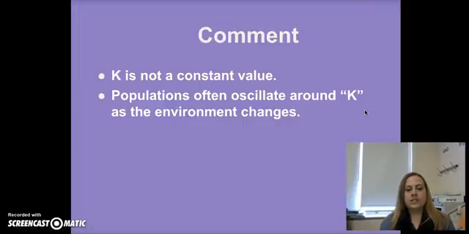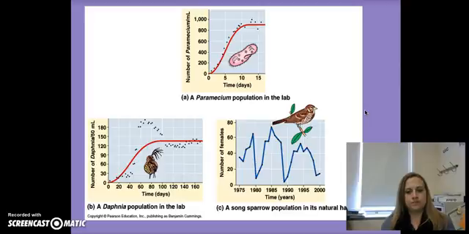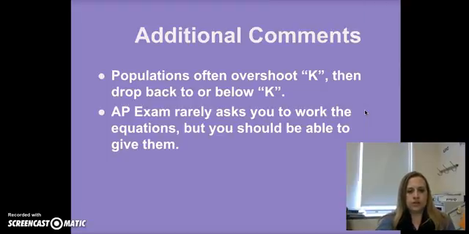All right, so K is not a constant value, the carrying capacity is not always going to stay the same. It can change, and populations don't often sit right at the carrying capacity. They will kind of fluctuate above and below the carrying capacity as the environment changes with time. And this is just some examples of that. So populations will often overshoot carrying capacity, and then they will drop back down to carrying capacity or even below carrying capacity. So again, the carrying capacity is not going to be like this steady state population. Instead, you'll see populations kind of fluctuate above and below the carrying capacity.